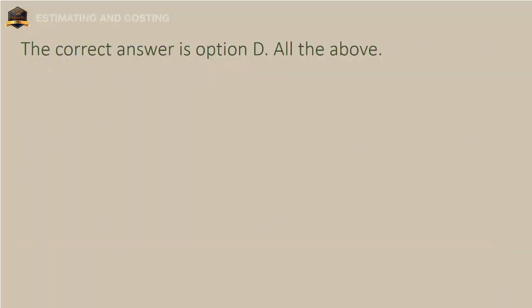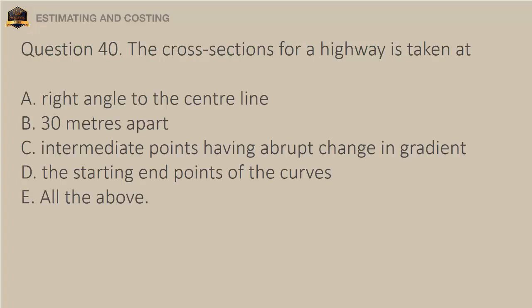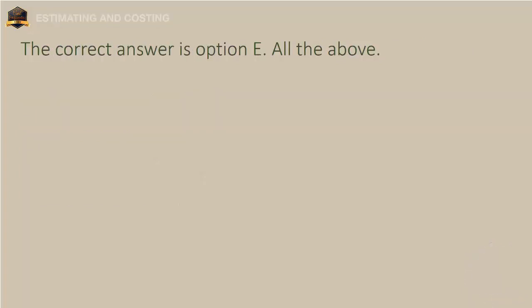Question 40. The cross-sections for a highway is taken at A. Right angle to the center line. B. 30 meters apart. C. Intermediate points having abrupt change in gradient. D. The starting endpoints of the curves. E. All the above. The correct answer is option E. All of these.